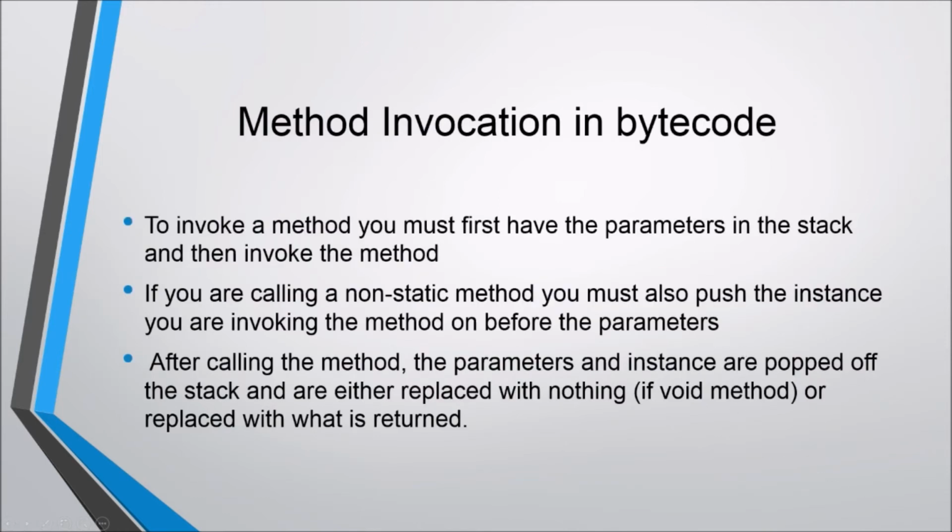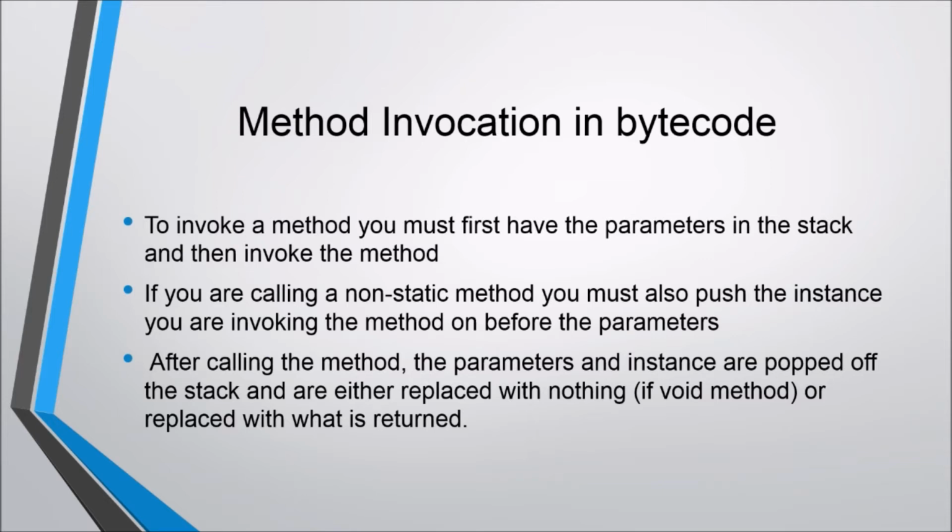So now I'm going to cover how to invoke a method using bytecode. To invoke a method, you must first have the parameters on the stack and then invoke the method. So if you are calling a non-static method, you must also push the instance you're invoking the method on before the parameters. So if we were performing a non-static method that is on an instance, then we'd push the instance that we're invoking it on first, then we'd push the parameters that we're going to be using, and then we'd invoke the method. After calling the method, the parameters and the instance are popped off the stack and are either replaced with nothing or replaced with what is returned.